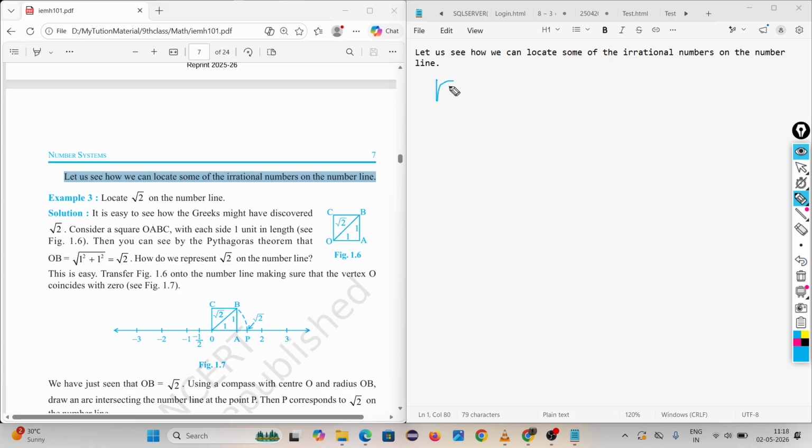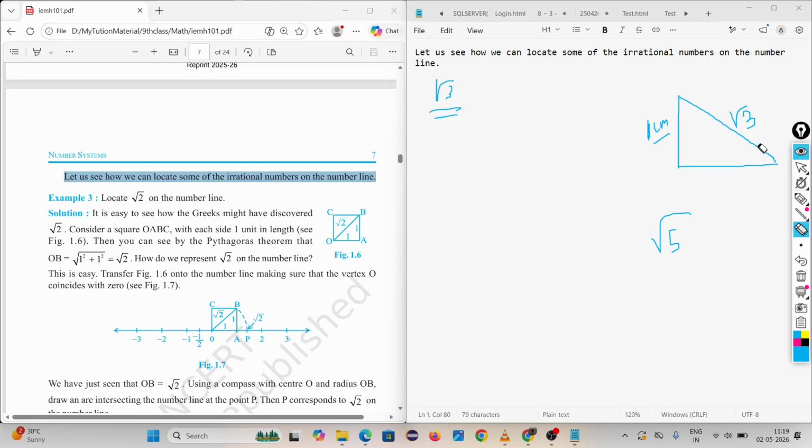For root 3, tell me. There is a right angle triangle whose perpendicular is always fixed. How much? 1 centimeter. You have to find root 3. If I give 2, it will become root 5. Think. Are you understanding my question? My perpendicular is 1 centimeter.